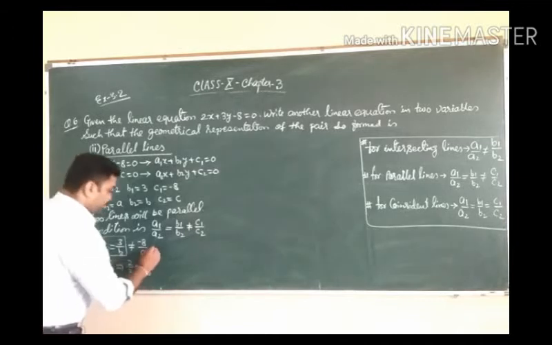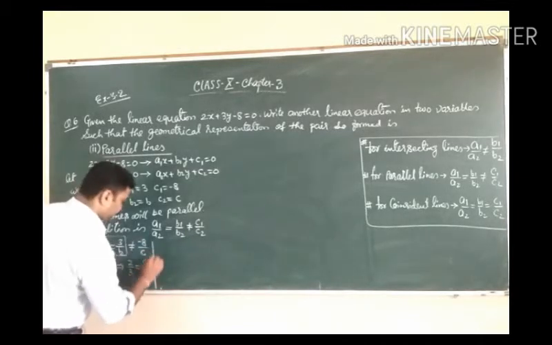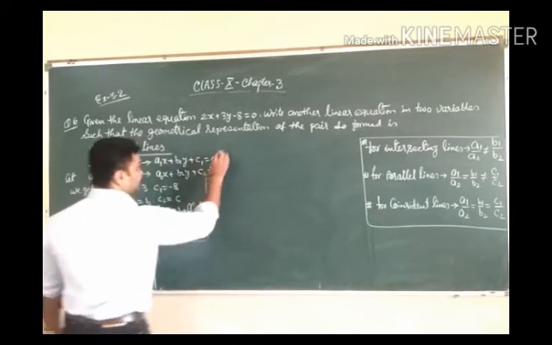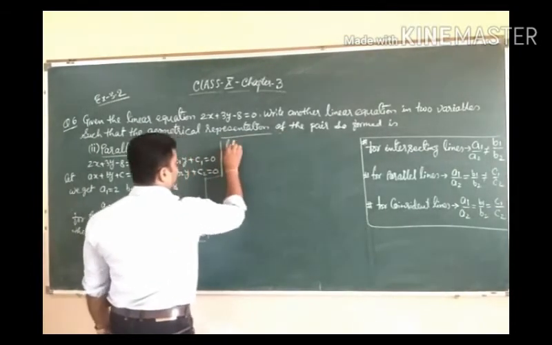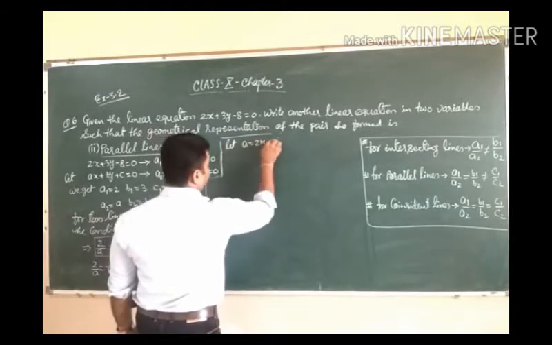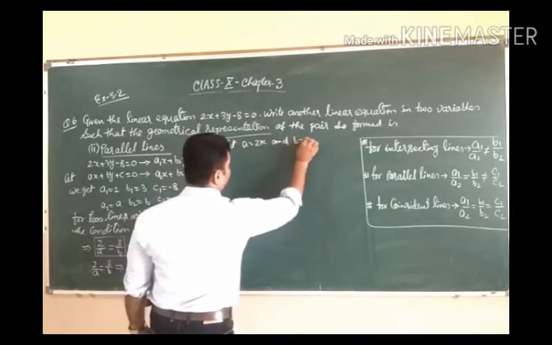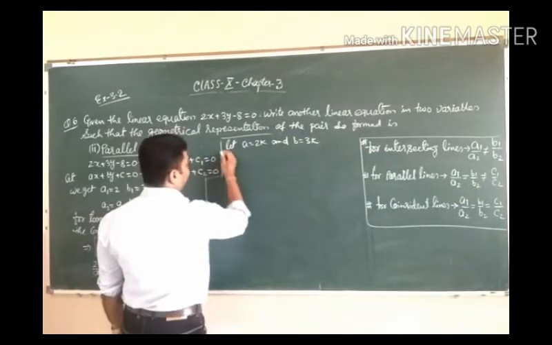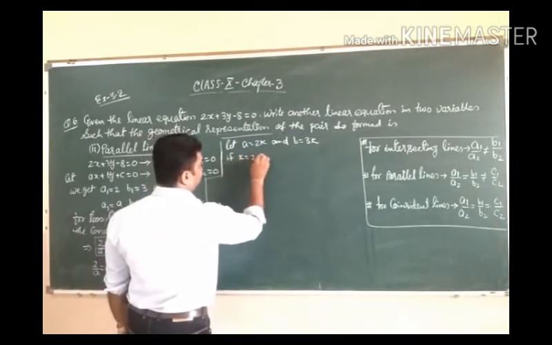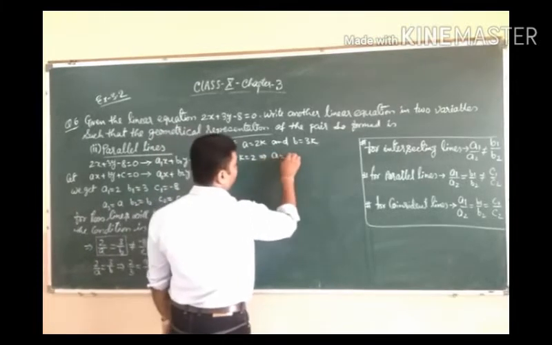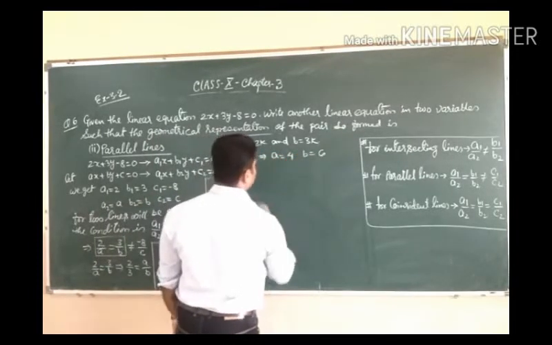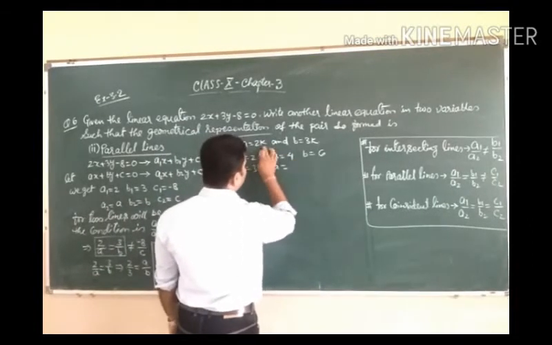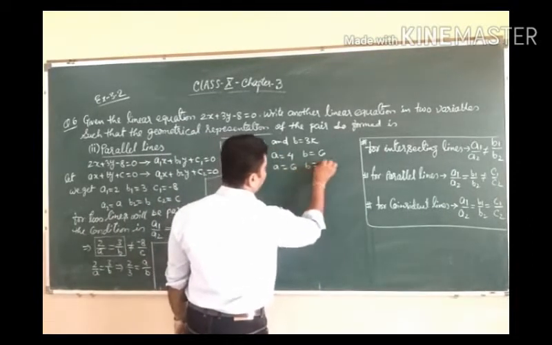Clear? Suppose I am taking a is equal to 2k and b is equal to 3k. If k is equal to 2, then a is equal to 4 and b is equal to 6. When k is equal to 3, a is equal to 6 and b is equal to 9.